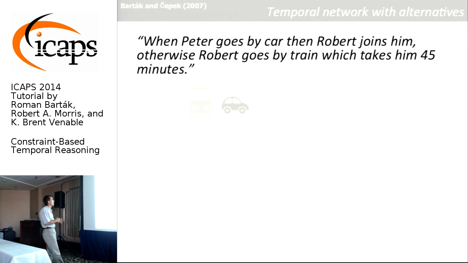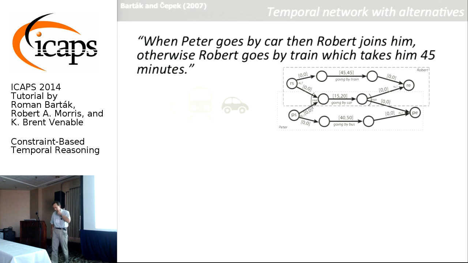right? So for example, we can say, when Peter goes by car, then Robert joins him, and they go together. Otherwise, Robert goes by train, which takes him 45 minutes. Right? So if you want to describe this problem, we have several activities. Going by car is shared by both Peter and Robert, or going by train for Robert, or going by bus for Peter. So yes, we can describe all these activities, start times, end times, in a single network.